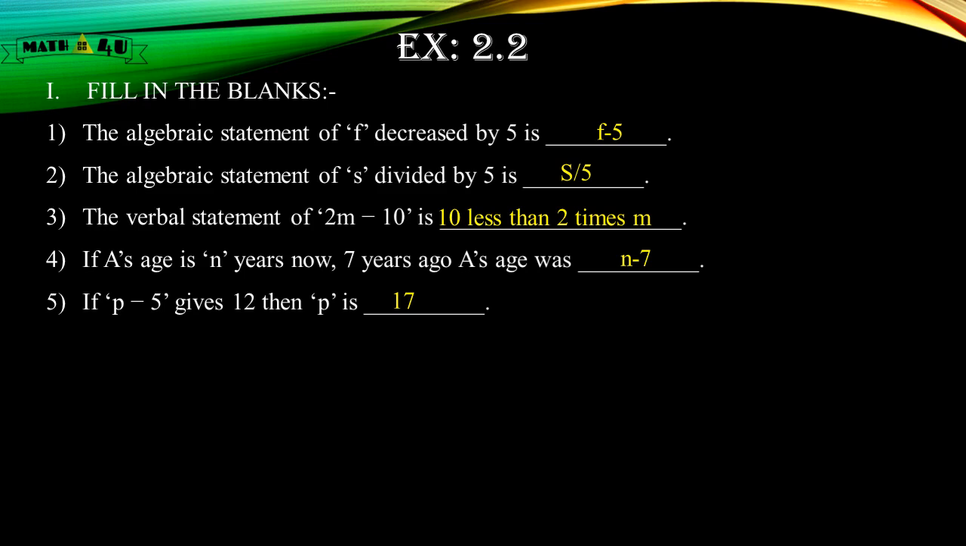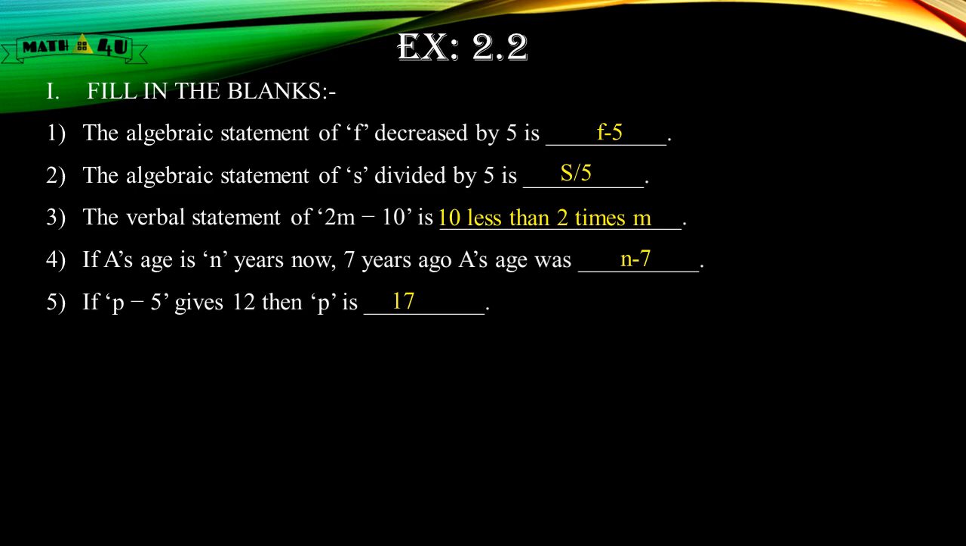Next, the verbal statement of 2m minus 10 is, 2m means what? 2 times m. For minus, what do you have to write? Less. Therefore, the verbal statement of 2m minus 10 is 10 less than 2 times m.